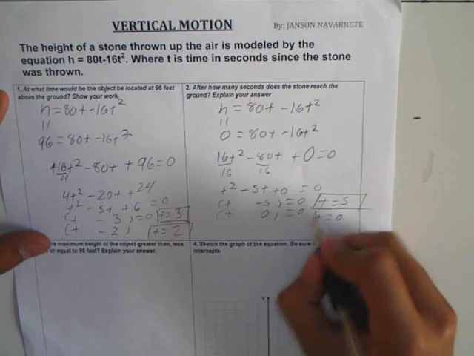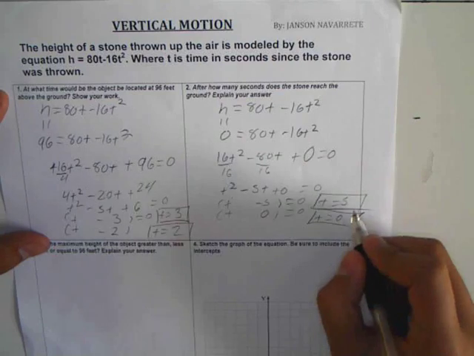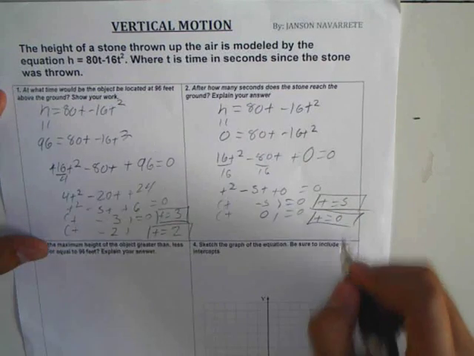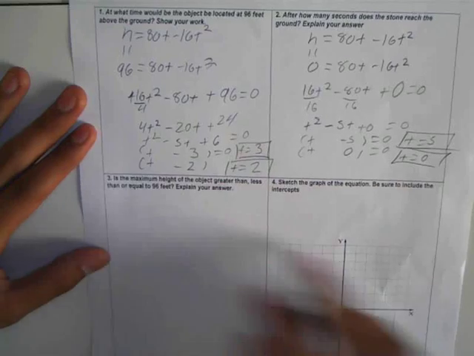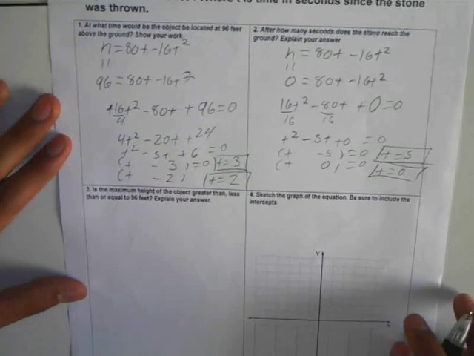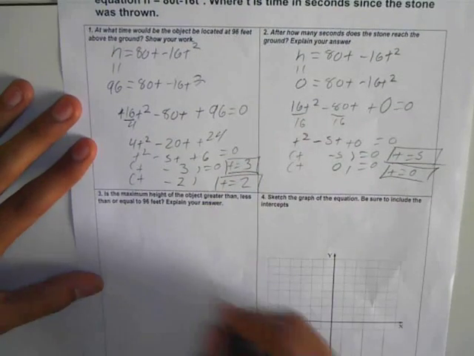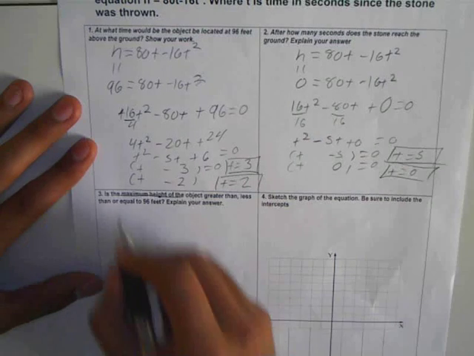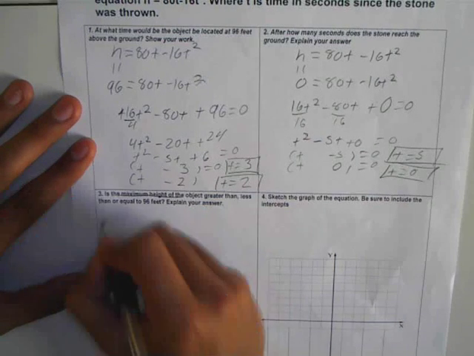So the ball will hit the ground at 5 seconds, and the ball will be on the ground at 0 seconds. Now, is the maximum height of the object greater than or less than or equal to 96? Explain why.